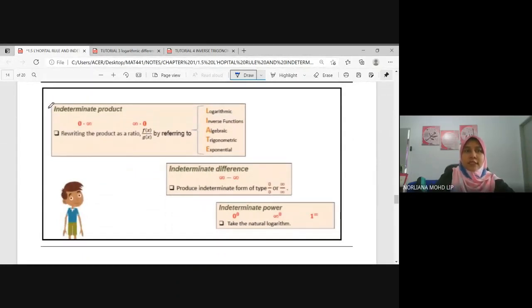The first one is the indeterminate product. When we find the limit of a function, we get the answer equal to 0 times infinity, and also infinity times 0. So when we get this answer for the limit, we have to rewrite the product as a ratio, f(x) over g(x), by referring to these rules.